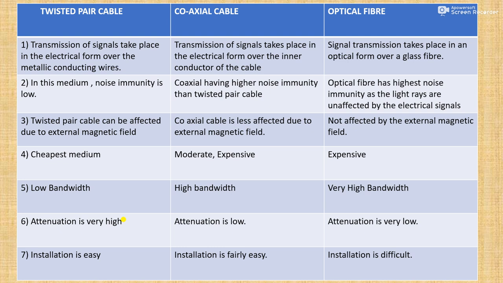Okay, and after that let's see the difference, which we have not seen yet. So next we have the twisted pair cable, coaxial cable and optical fiber cable, let's see the difference once. Okay, so transmission of the signal takes place in electrical form over the metallic conducting wire. So in this it is in electrical form. We have already seen the images. You can go and refer to part 1, part 2 and part 3.